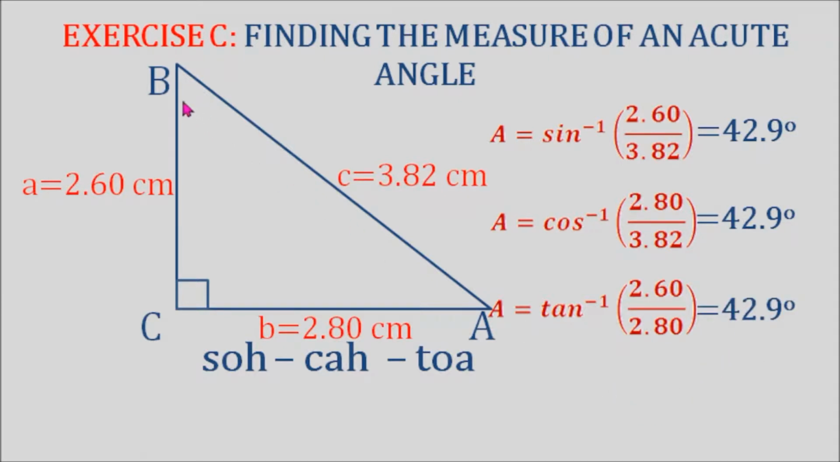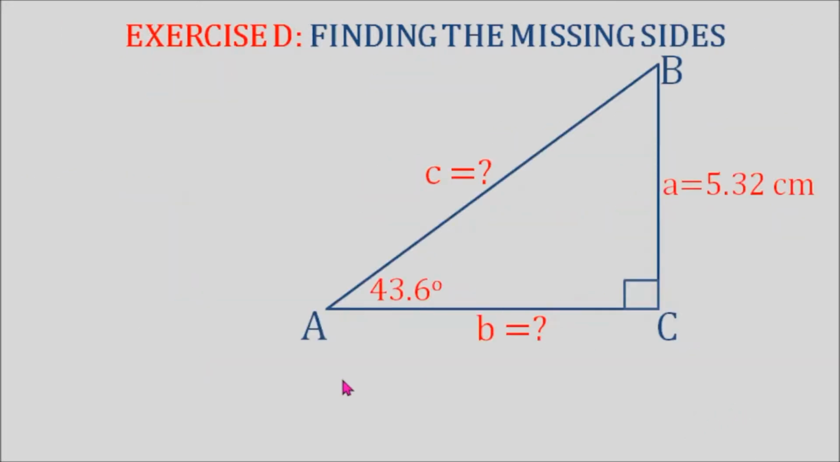Now, how about the measure of angle B? So we know that angle A plus angle B equals 90 degrees. So to find the measure of angle B, it's just 90 degrees minus 42.9 degrees, and that is equal to 47.1 degrees. Now, let us have some exercises in finding the missing sides.